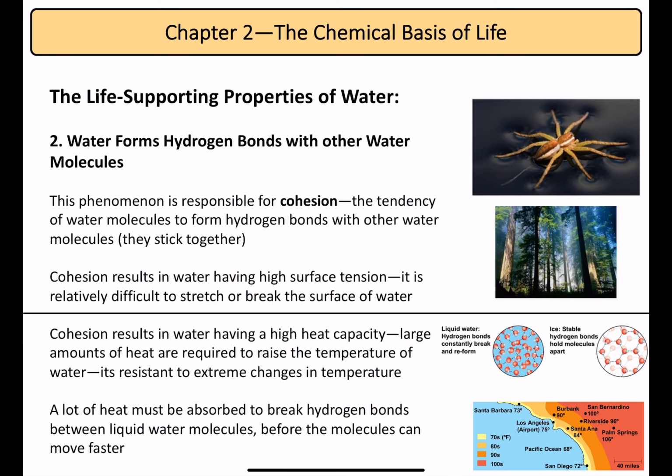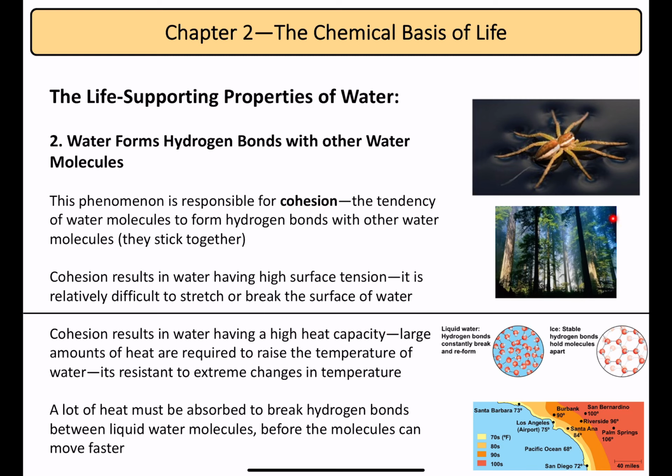Cohesion is responsible for water's high surface tension. So think about if you have the surface of a glass of water and you poke a needle at the surface, you can apply some pressure against the surface of water until that needle head will finally burst through the surface. It's because the water is pushing back. It's like the water's holding hands and linking arms. There's strength between the water molecules. And that strength is due to the hydrogen bonds between the water molecules.